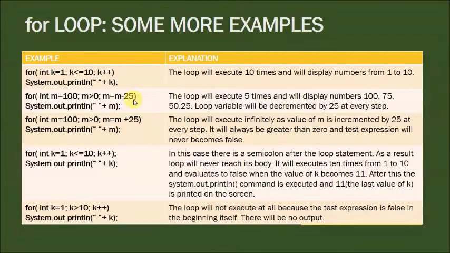And then again we will go to this statement. Now 25 minus 25 is equal to 0. And 0 is not greater than 0. So the loop will terminate. And it will display the numbers 100, 75, 50 and 25. So it will execute 4 times, not 5 times. It will execute 4 times.